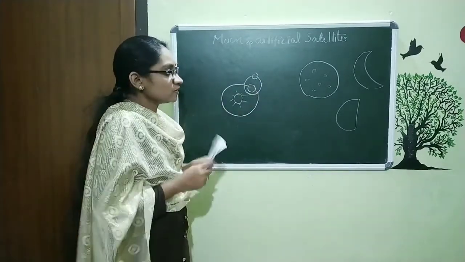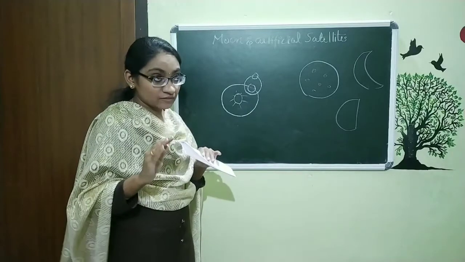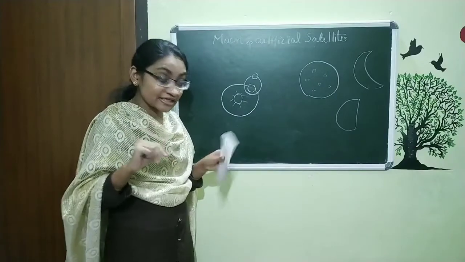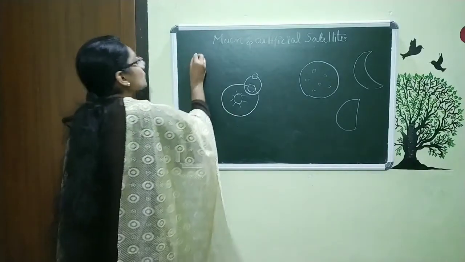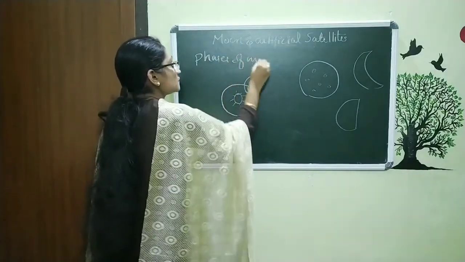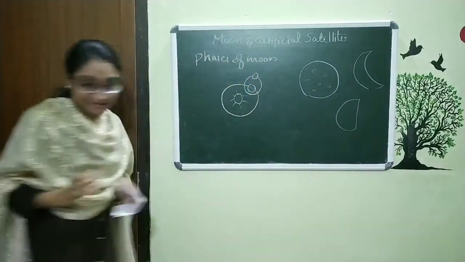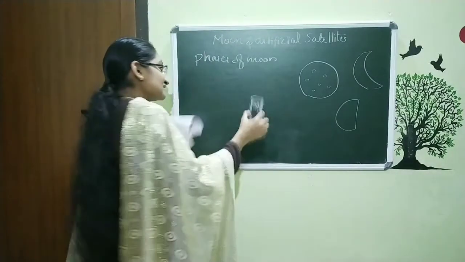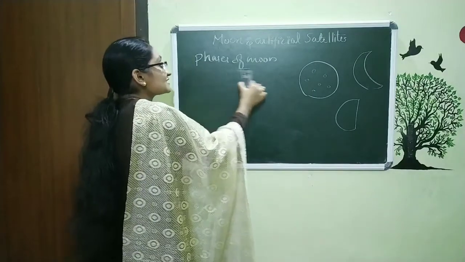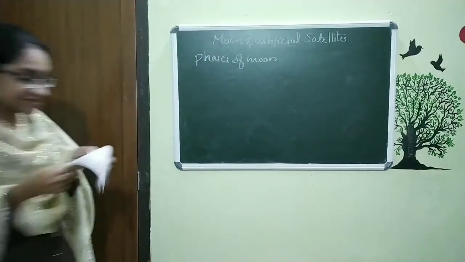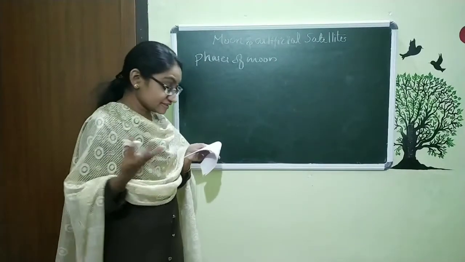So according to the shape, we already said that the shape is getting changed and we can call it by a particular name, and that is phases of moon. Phases of moon. We call it like that. We are saying that the shape of the moon is getting changed, so that changing shape we can call as phases of moon. So we can say moon continuously changes its shape.